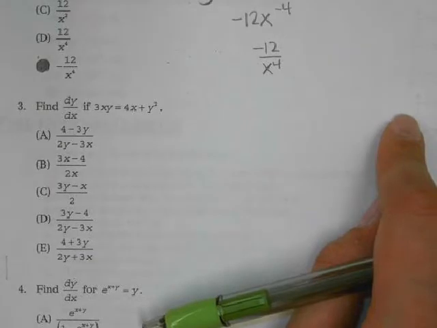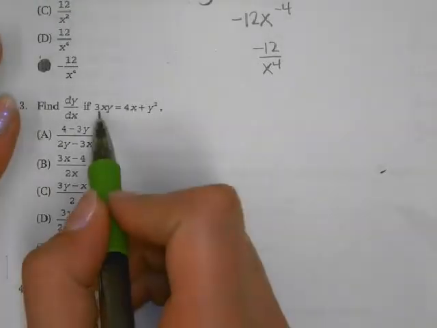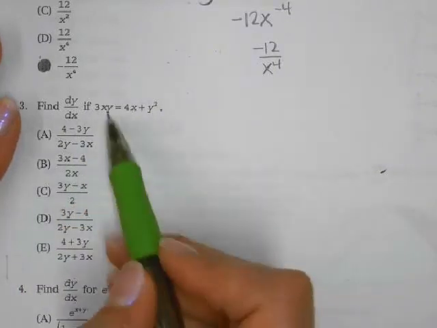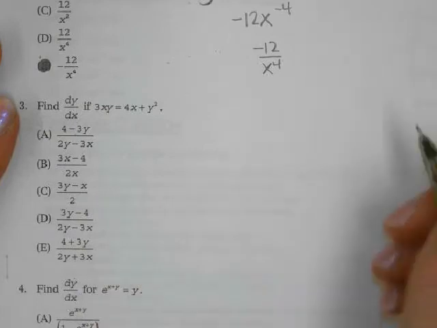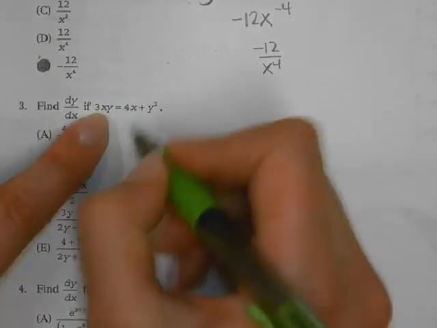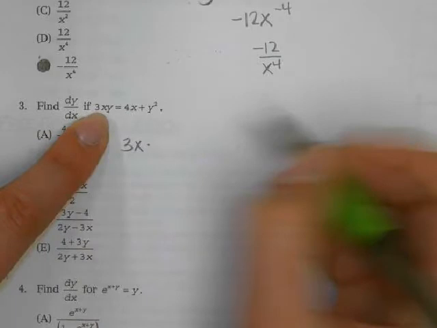All right, find dy dx. So here we've got some implicit differentiation. So we've got 3xy, and if you remember how to do this, x and y are being multiplied. That's actually the product rule. So I've got first times the derivative of the second.